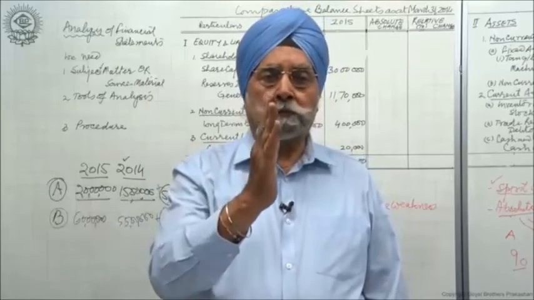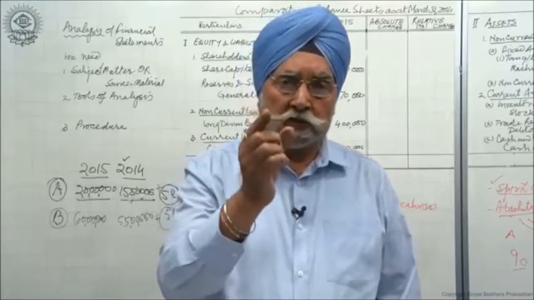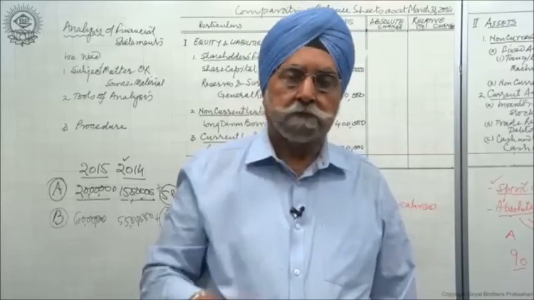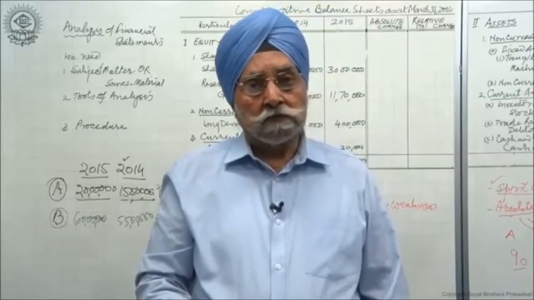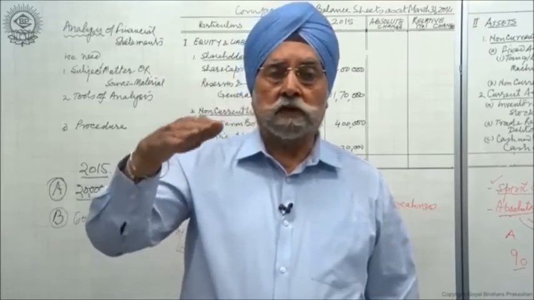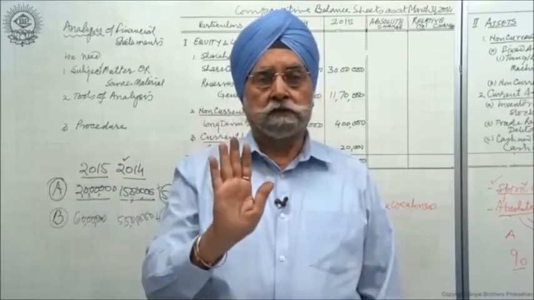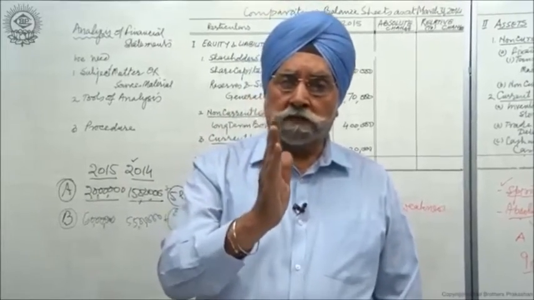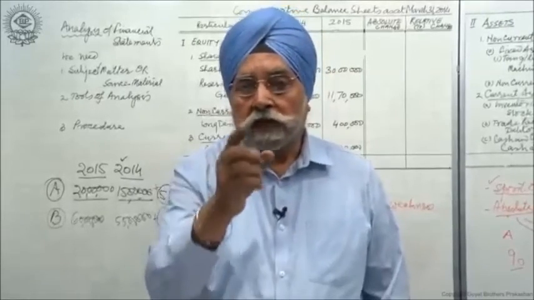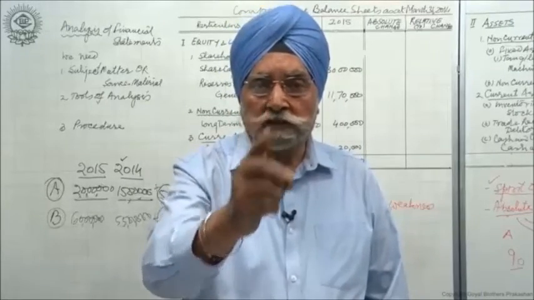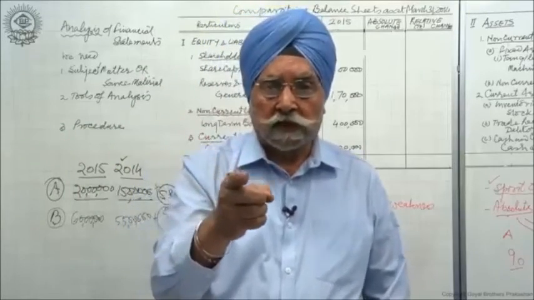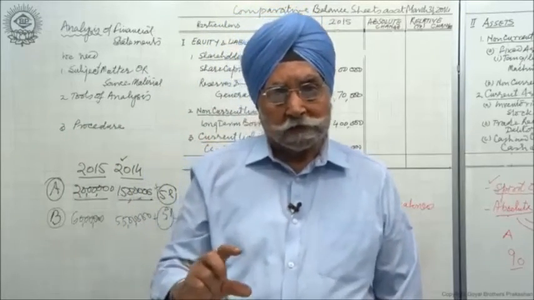So we have to compare the equity and liabilities of 2015 with equity and liabilities of 2014 and find out whether it is improving or going down, whether it is a positive change or a negative change. That's all. So once we have found out these figures, positive change or negative, then we have to convert these changes into percentage changes, into relative figures. Okay. Similarly, there will be assets.